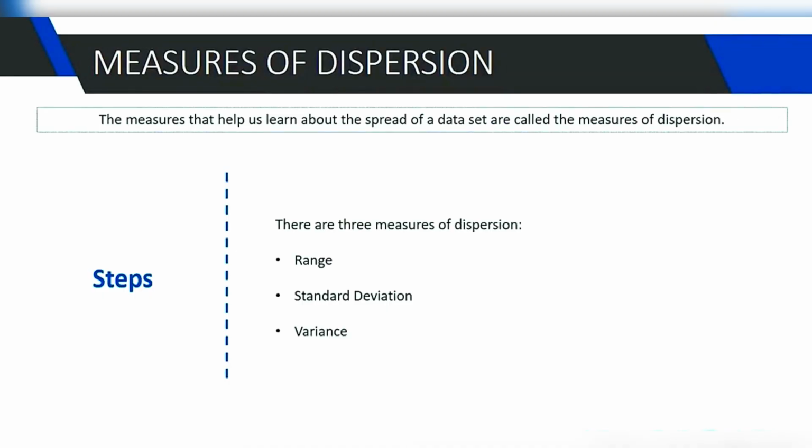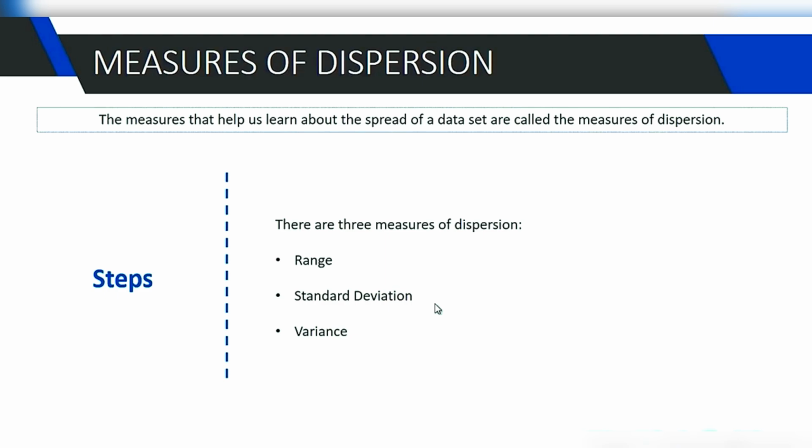Measures of dispersion tell us about the spread of the data. We'll be discussing three measures of dispersion. First is range, second is standard deviation, and third is variance. Variance and standard deviation are related by a simple formula, that is, variance is the square of standard deviation.